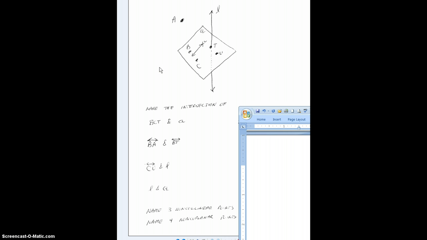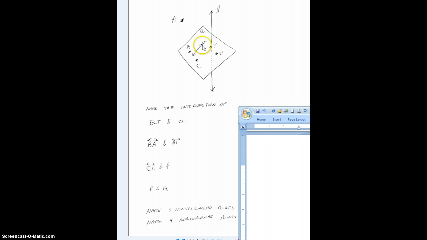Again, since 3 points make a plane, if I ask about A, B, and T, since it's only 3 points, they would form a plane. The plane is not shown in the figure, but it can be formed. Thus, they would be coplanar. So if we start talking about naming the intersections here, and I'm using my word processing program here to hide the answers, I want to name the intersection of, and here I have BCT and A. Well, first thing we better identify is what is BCT. BCT, again, 3 points make a plane, so it's plane Q.